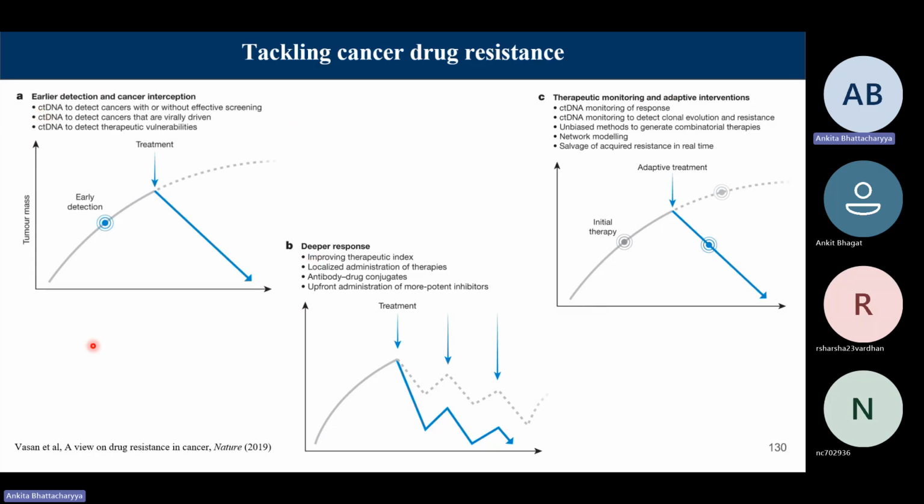Yeah, this is the paper. I forgot to put it in the previous slide. I think it's part of the same paper, A View on Drug Resistance in Cancer, published in Nature in 2019. So the previous figure is also from there. So the first one is to figure out ways to detect cancer a lot earlier and to intercept it as well. So this strategy, which again is something we have discussed.